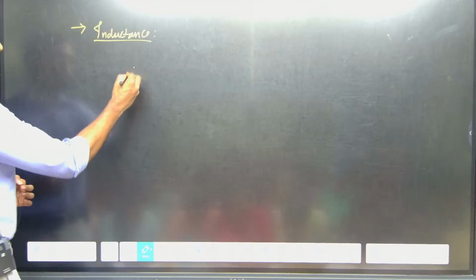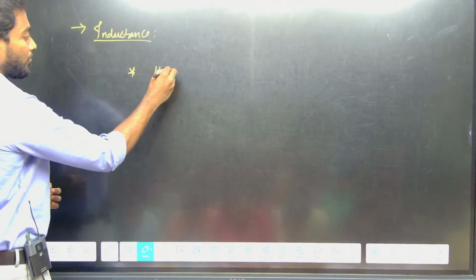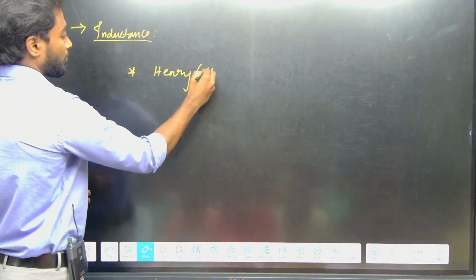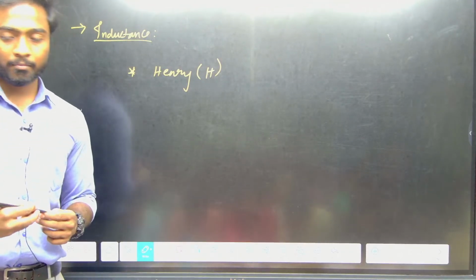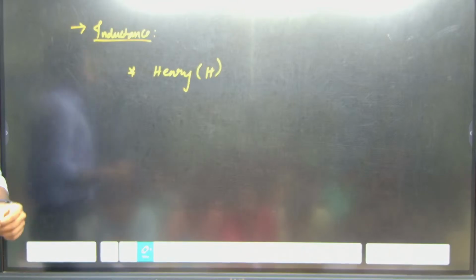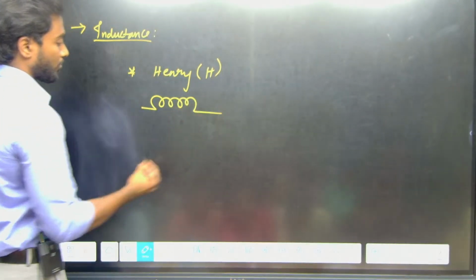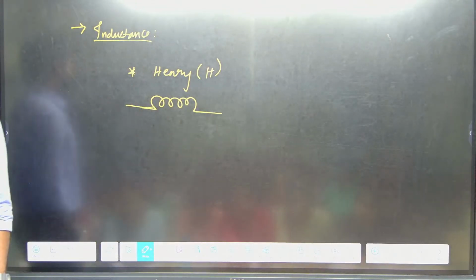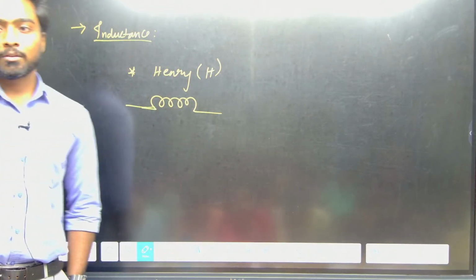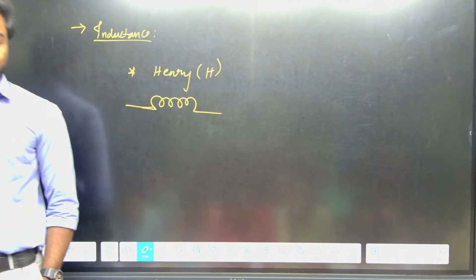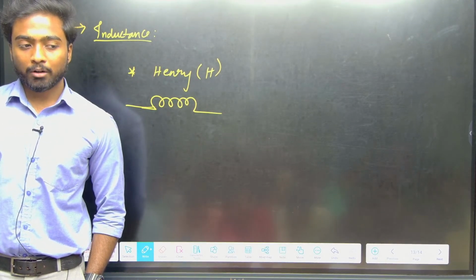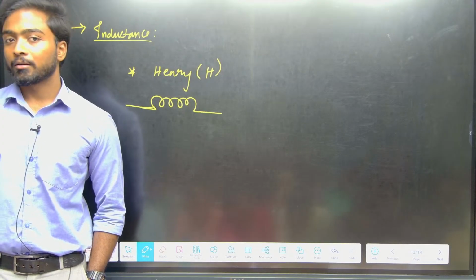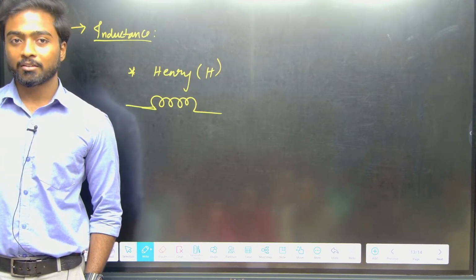So the SI unit is Henry, denoted by the letter H, and the symbol looks like this. This is the symbol of inductance. So it is the nature to oppose the current. Similarly, we have talked about the opposing nature of the current in current electricity, resistance, right?